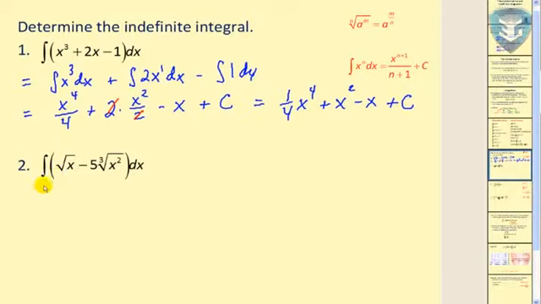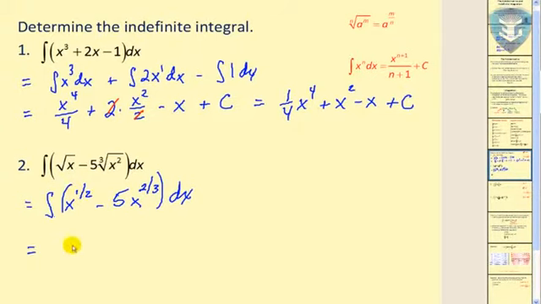Now, just like when we were finding derivatives, if we want to find the indefinite integral of this, we are going to have to rewrite it using rational exponents. This would be x to the power of 1/2 minus 5x to the 2/3 power. Now again, I could break this up into two different integrals, but I'm going to leave it as it is and just integrate them individually.